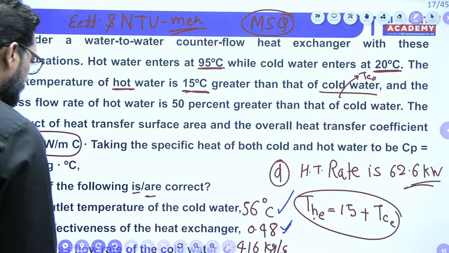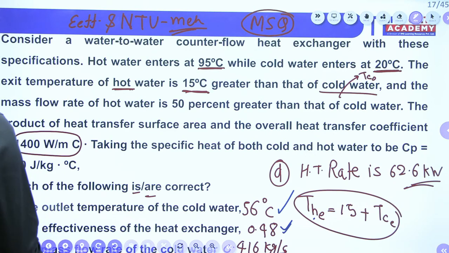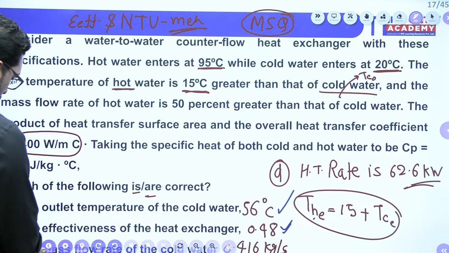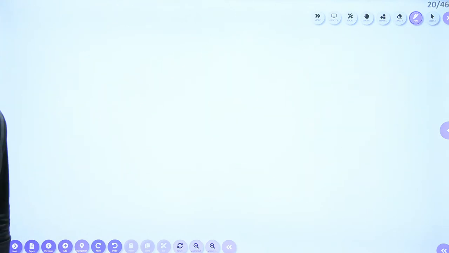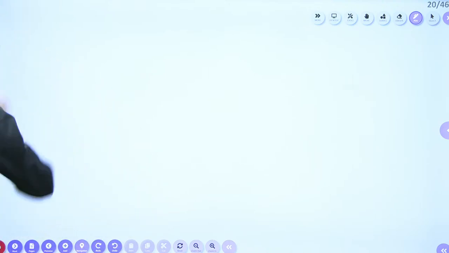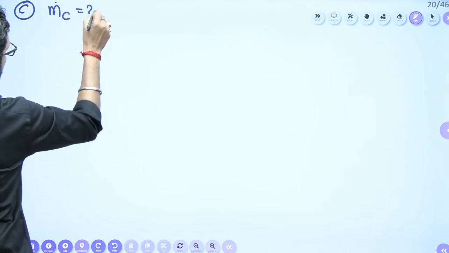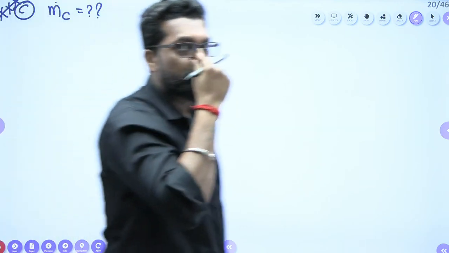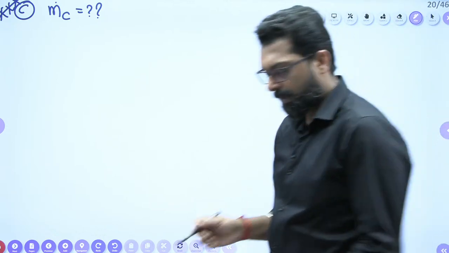Now option number third is the mass flow rate of the cold fluid. How to calculate the mass flow rate of the cold fluid? Very important. This is a very important calculation.